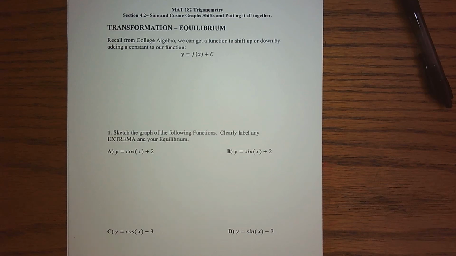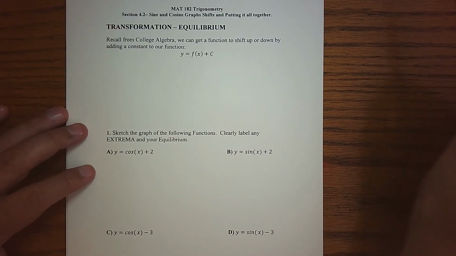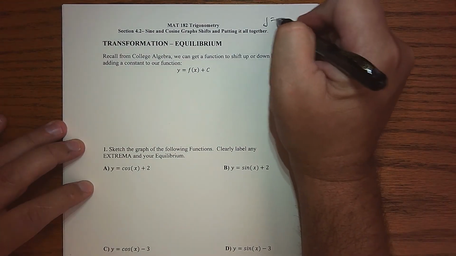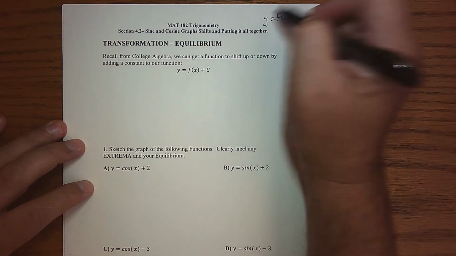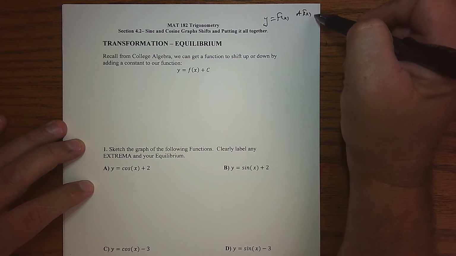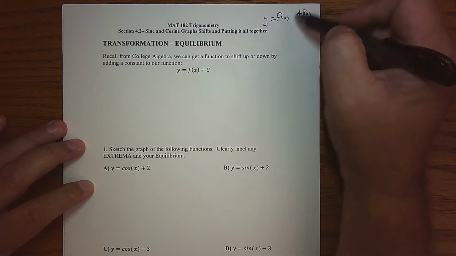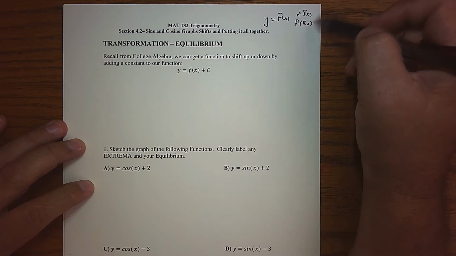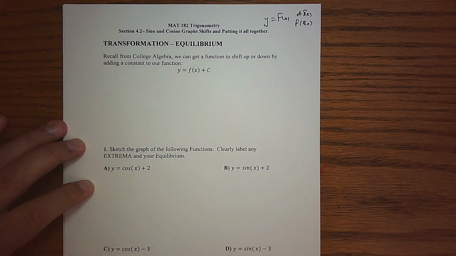Okay, so now we're going to learn about a couple more types of shifts that we do. Again, we're kind of going back to college algebra. We have y equals f of x, and we've seen that if I multiply the f of x, we get a vertical stretch or compression. If we multiply the input by something, we get a horizontal stretch or compression.